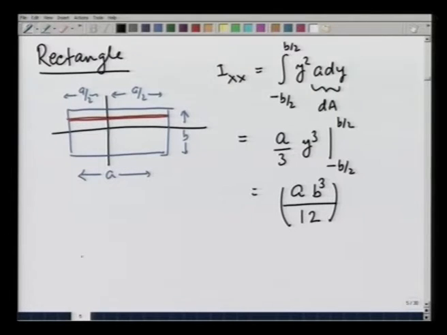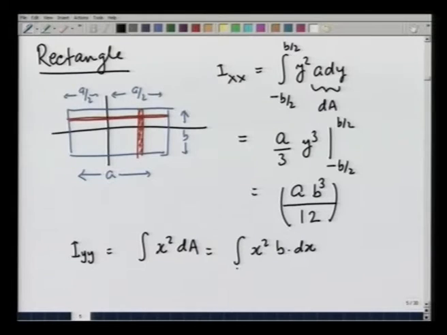Similarly, when I calculate Iyy, for that I choose a strip parallel to the y axis and calculate the integral x square dA, which now becomes x square b dx, x varying from minus a by 2 to a by 2, and this comes out to be a cubed b over 12.